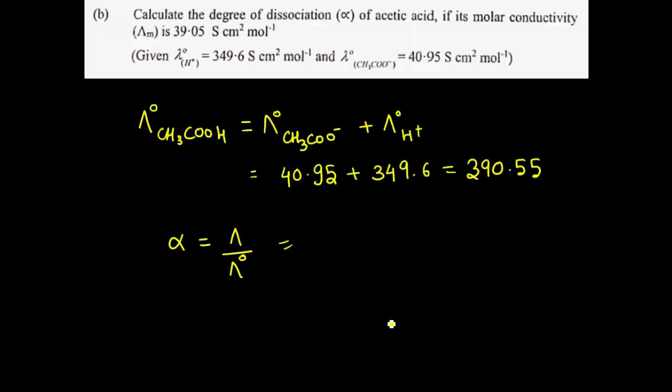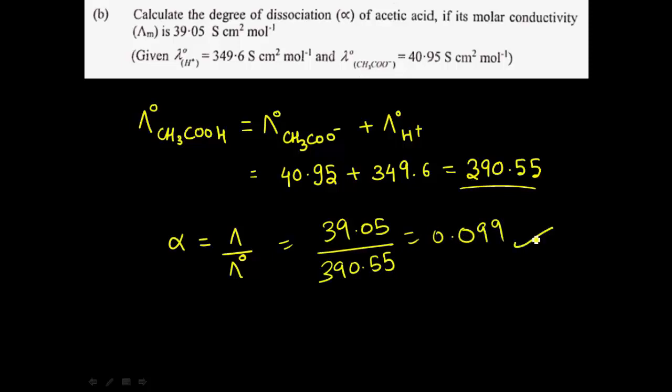Next, degree of dissociation. Okay, so CH3COOH, so apply the Kohlrausch law again, and you will get the lambda naught of CH3COOH as 390.55, and the degree of dissociation alpha value is lambda upon lambda naught. Lambda is given as 39.05 upon 390.55. We get this as 0.099.